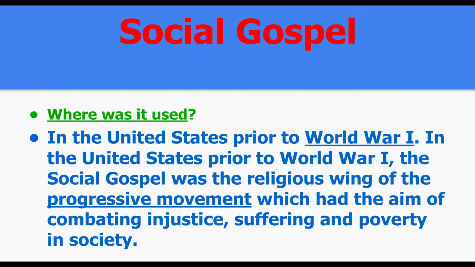So where was it used? It was used in the United States prior to World War One. In the U.S. prior to World War One, the social gospel movement was the religious wing of the progressive movement, and its aim was to combat, like I said, injustice, suffering, and poverty in society. Some important concerns of the social gospel movement were labor reforms, such as abolishing child labor and regulating the hours of work, right?